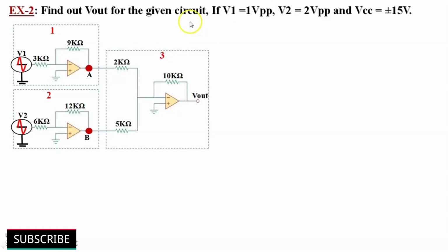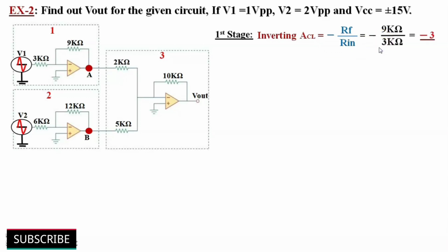Find out the output voltage for the given circuit if V1 or input 1 is equal to 1 volt peak to peak and V2 or input 2 is 2 volt peak to peak. Here VCC or supply voltages for all these three stages are plus or minus 15 volt. First stage is inverting configuration. So ACL is equal to minus Rf by Rin. That is equal to minus 9 kilo ohm divided by 3 kilo ohm. That gives minus 3 as voltage gain of this first stage.